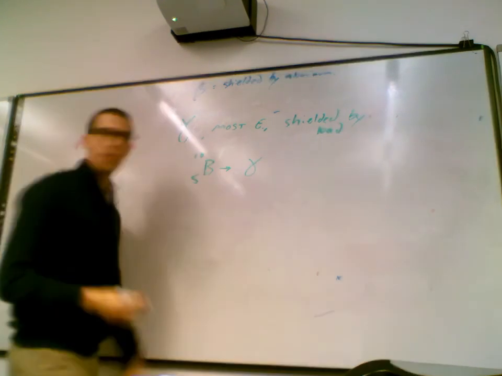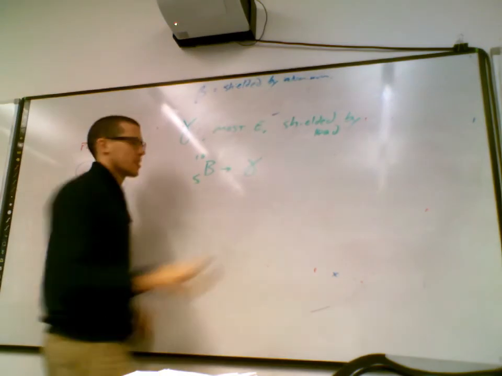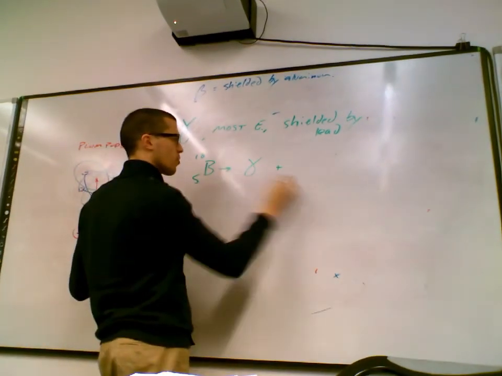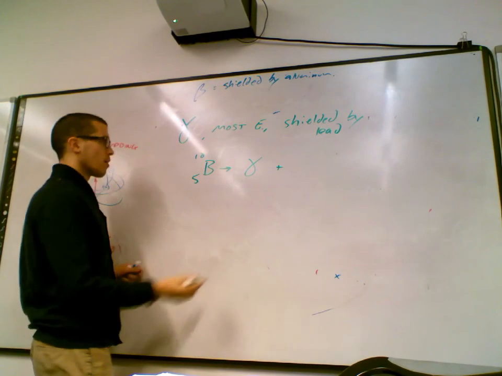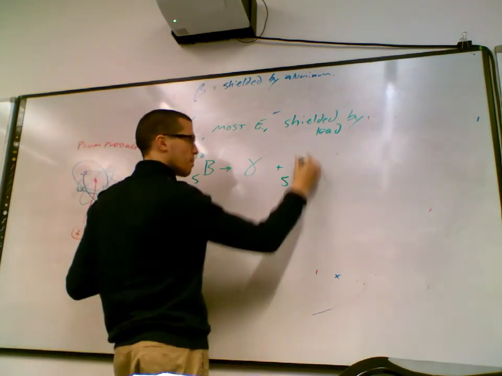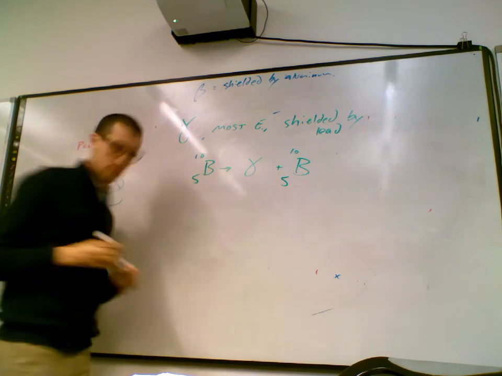Gamma looks like that, right? There's no mass. It's just a gamma particle. So the remaining element is going to be what? It's going to be the same. So it's going to be boron. There we go.